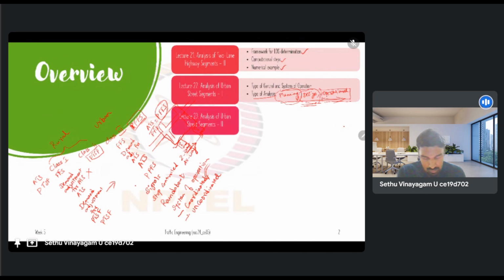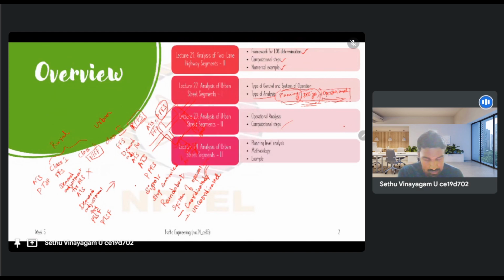So third lecture, again we continued with the urban street segments. The previous one was more about theory. So here we looked at how to do the operational analysis. We looked at the different computational steps, the methodology that is behind this operational analysis. And in the fourth lecture, we looked at how to do the planning level analysis, and the steps involved and some numerical examples for doing this planning level analysis.